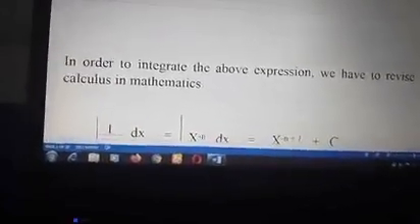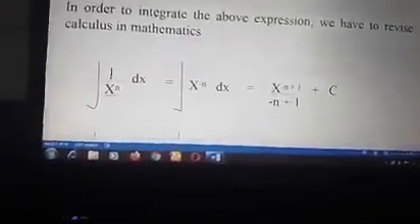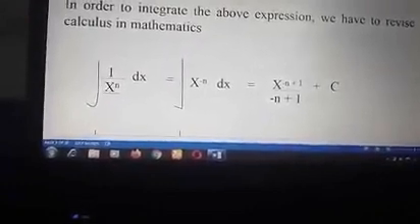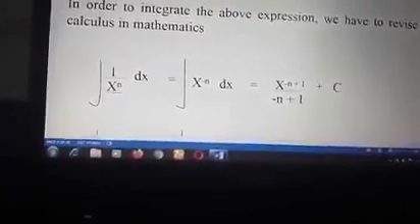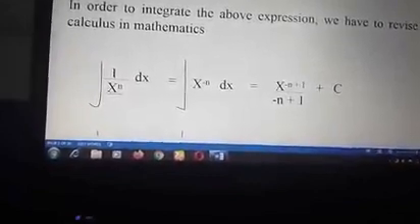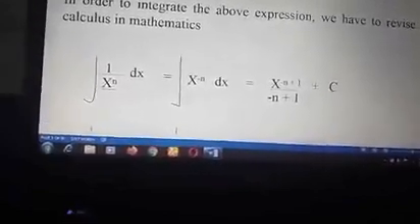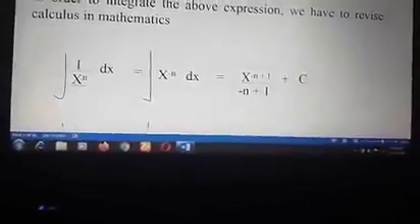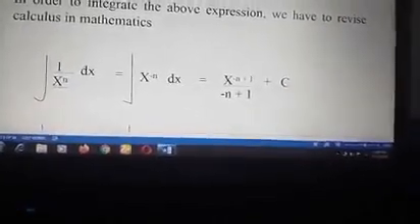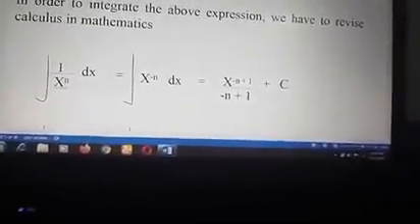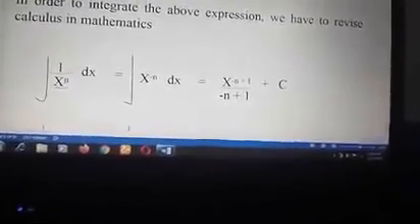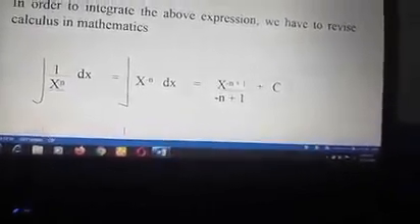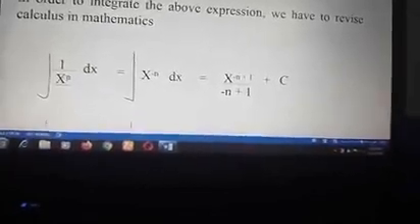We say that in order to integrate the above expression, we have to revise calculus in mathematics. Like this expression will have 1 over s to the power n ds. How do we integrate this expression? We first of all change the 1 over s^n to indices. It gives us s power minus n ds. Then what do we do? We add 1 to the power minus n. So look at it: s power minus n plus 1. And still divide by the same power, the new power minus n plus 1. Then plus c. That c is the constant of integration.